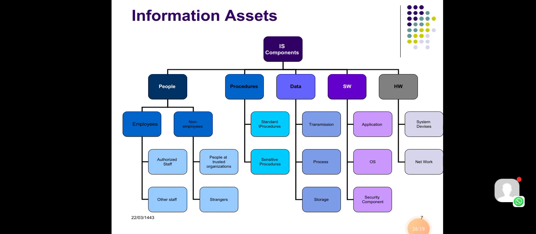Then we went through the information assets available with the organizations. In that we covered people, employees and non-employees, the procedures we follow, the data we use, and the software and hardware parts we use, and how we take care of all of these things if they provide different kinds of risk in the system, and how they can harm the organization.